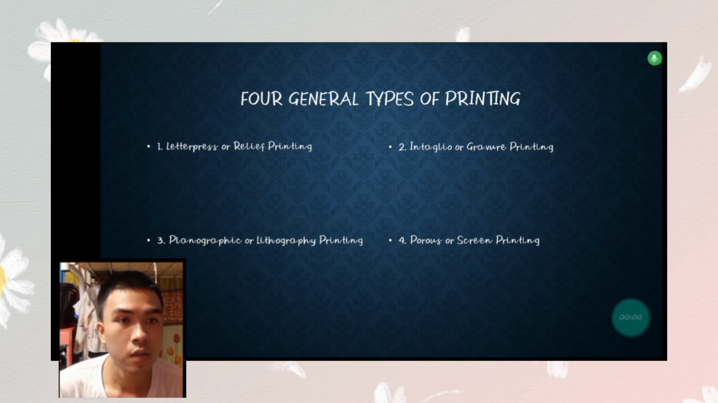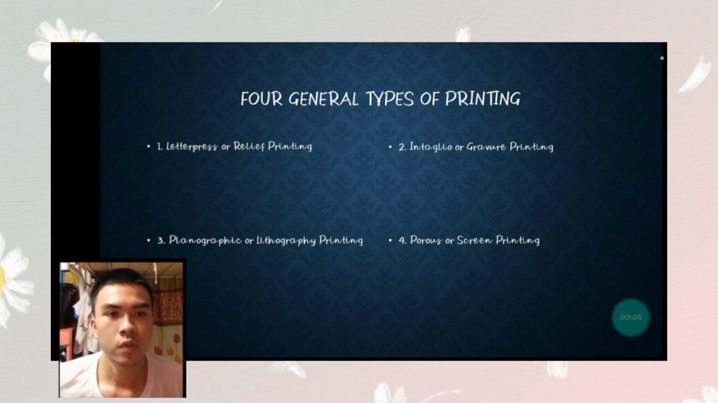So, the topic assigned to me is the four general types of printing. First is letterpress or relief printing. Second, intaglio or gravure printing. Third, planographic or lithography printing. Last is screen printing. So these four have the same purpose, which is to create multiple printed images. The only difference is their process of printing.